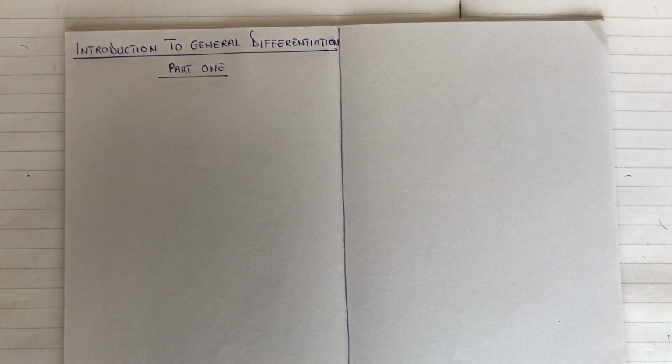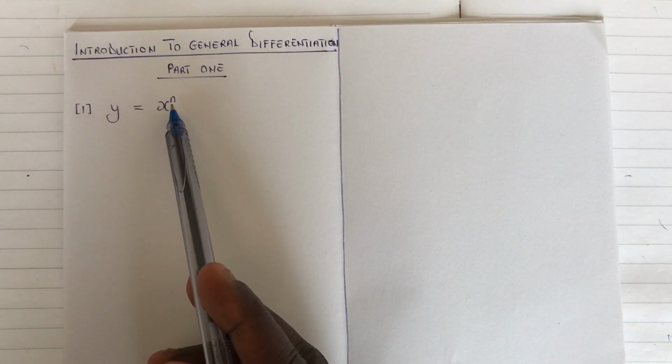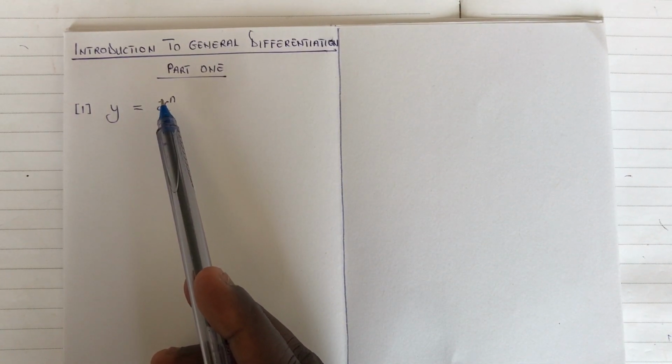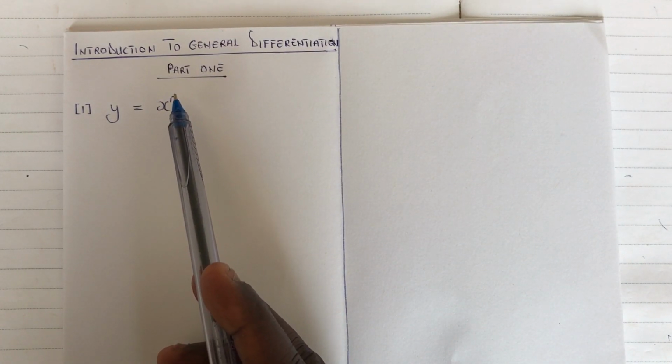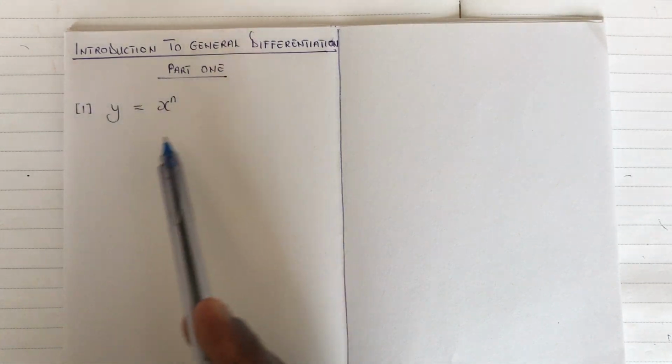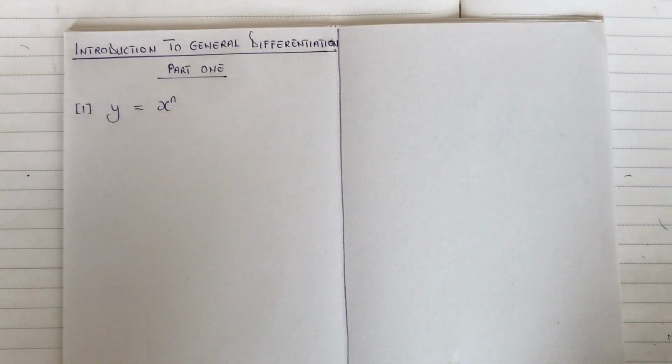So the first basic function I'll talk about uses the variables y and x. If we have y equal to x raised to the power n, where n is an exponent, or the power, or what we call the degree, how do you differentiate it?